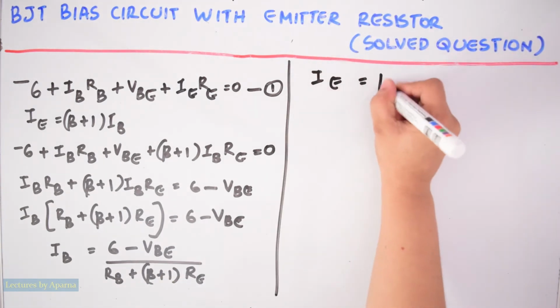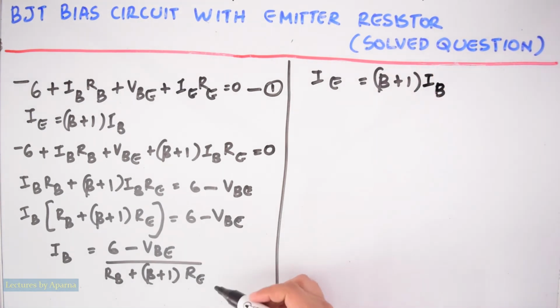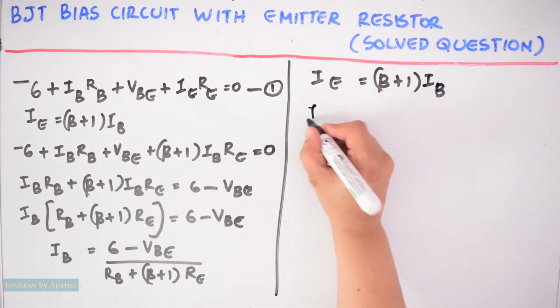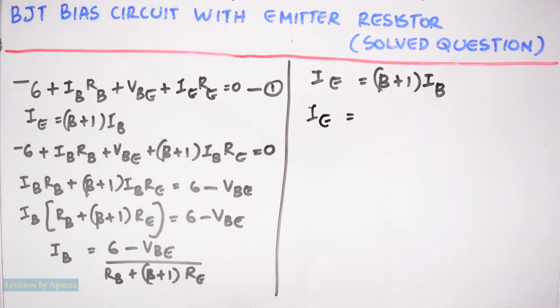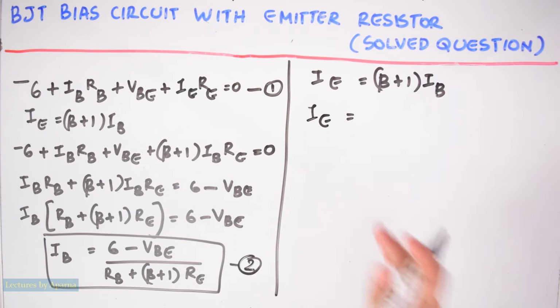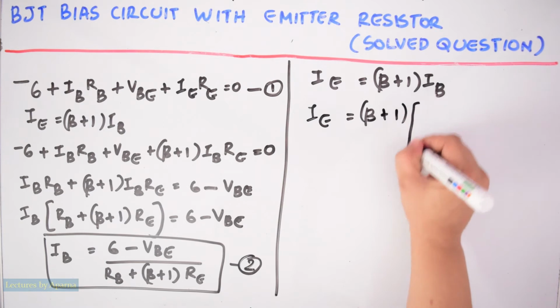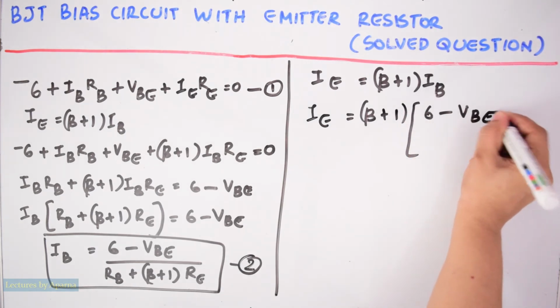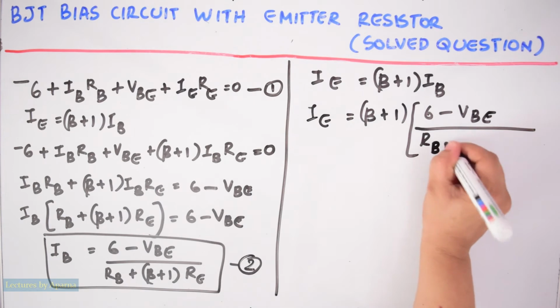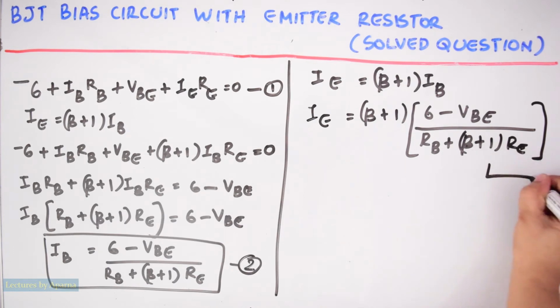IE is equal to beta plus 1 into IB. So substitute this value of IB in this equation. We get IE is equal to, so this is equation 2. We can write IE is equal to beta plus 1 into 6 minus VBE divided by RB plus beta plus 1 RE. Let this be equation 3. Now consider the output section.